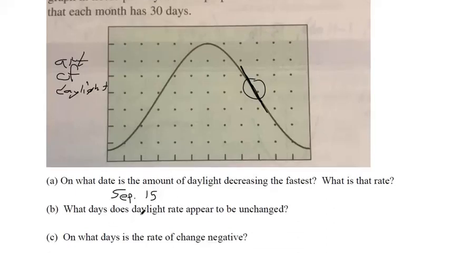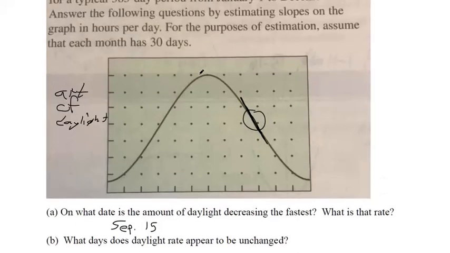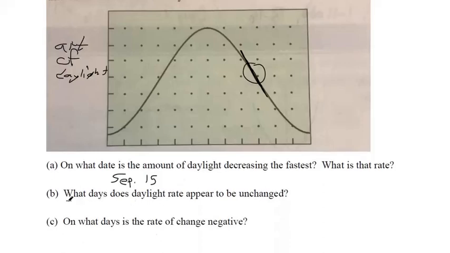What day does daylight appear to be unchanged? We already found that one, right? Right around June 1st, we've completely leveled off, and the next day looks to have about the same amount. If you were to take two data points and find the slope between them, they're pretty close. So it looks like June 1st is where the daylight rate is unchanged. It's leveled off, keeping approximately the same amount of daylight right in the center.